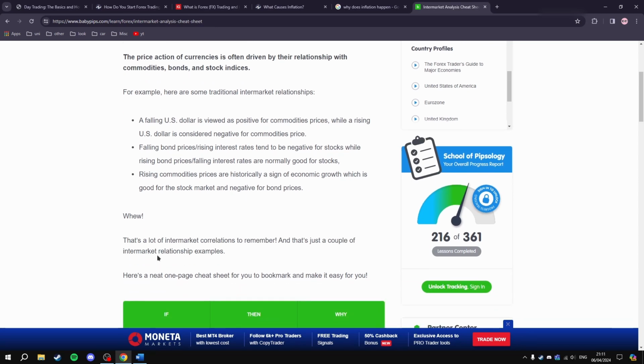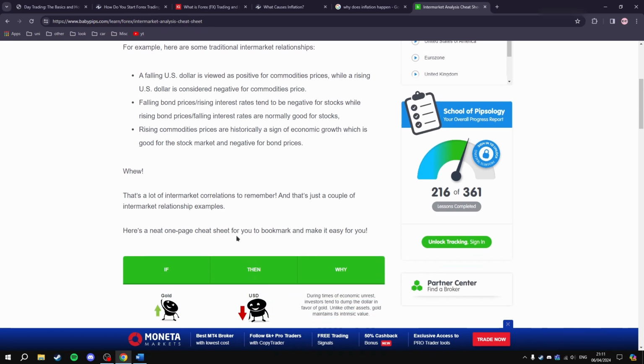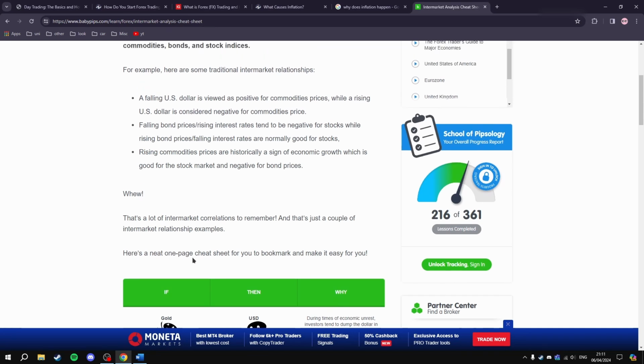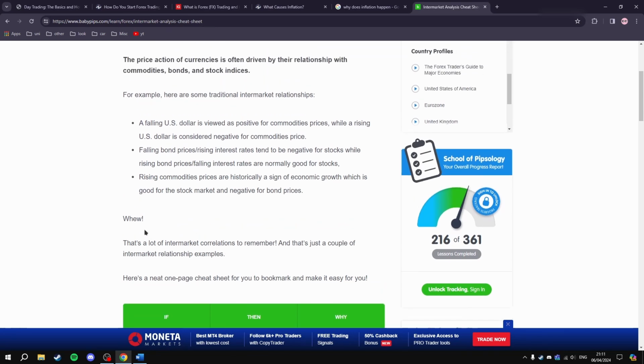That's a lot of intermarket relationships and correlations to remember, and that's just a couple of examples. Here's a neat one-page cheat sheet for you to bookmark and make it easy for you.